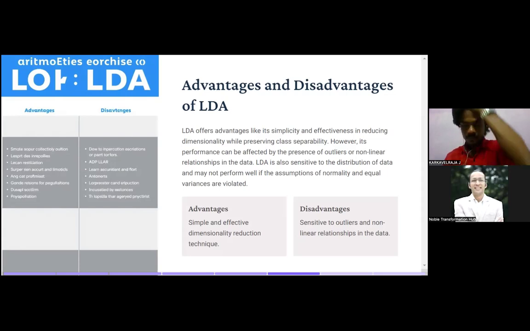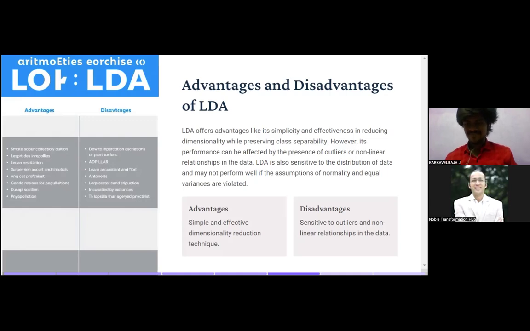Yeah, so everything has two sides. Okay, so let's see. LDA offers different advantages like simplicity, effectiveness, reducing dimensionality while preserving class separability. It always separates two classes, right? That's what LDA is, so that there's no mix. When it gets the insights or inference out of it, that's not mixed. Everything is separate. However, its performance can be affected by presence of outliers or non-linear relationship in data.